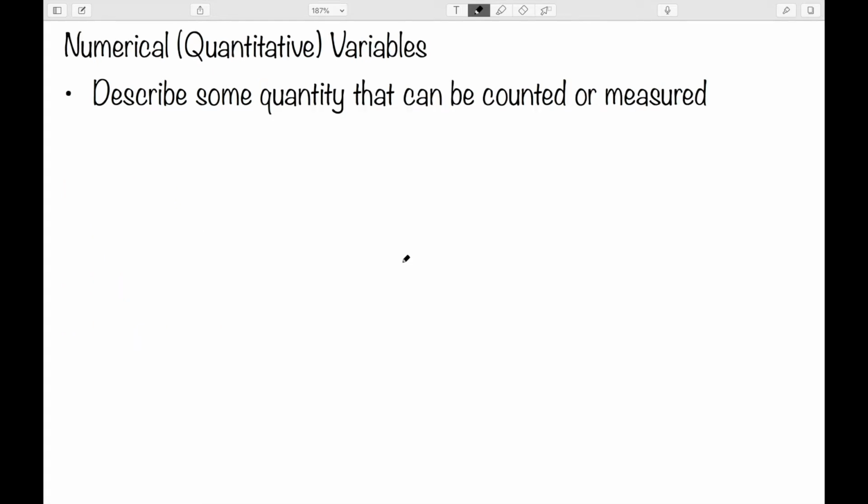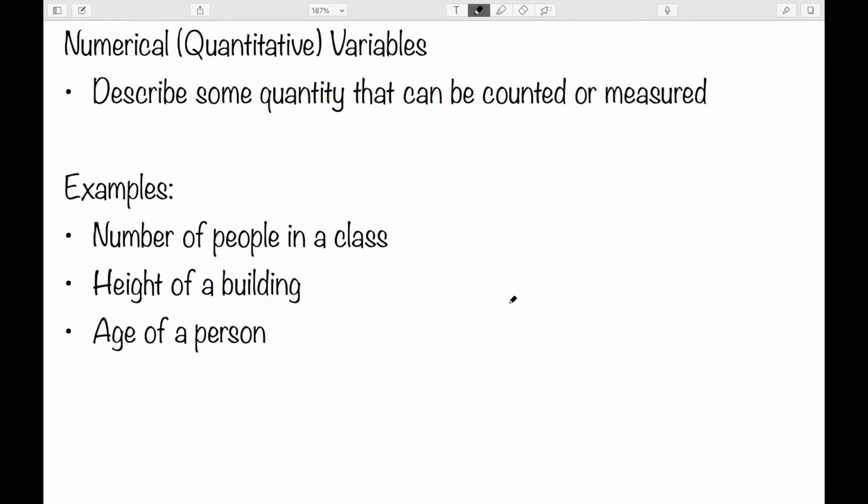On the other hand, numerical or quantitative variables describe some quantity that can be counted or measured. Examples of this may include the number of people in a class, the height of a building, or the age of a person.